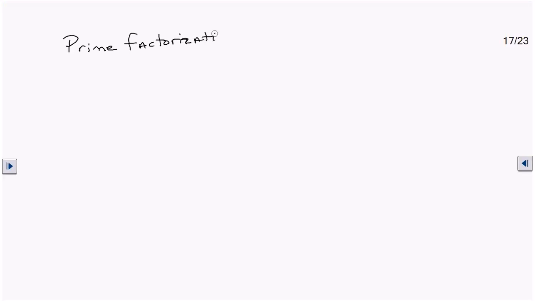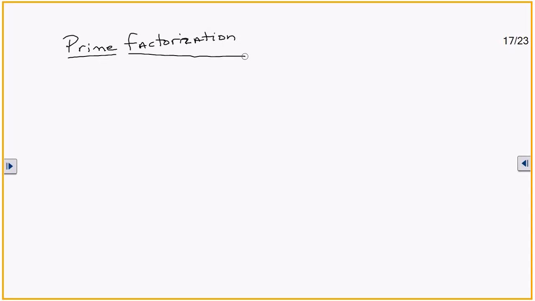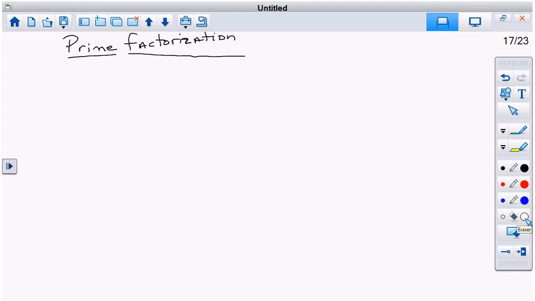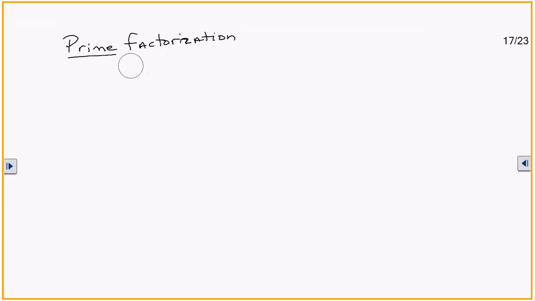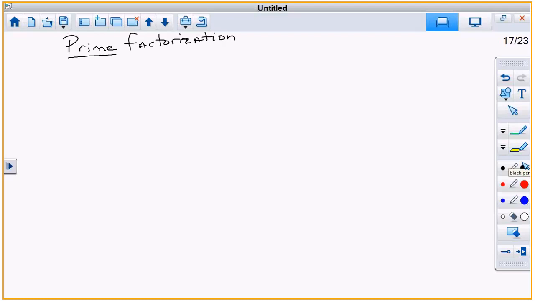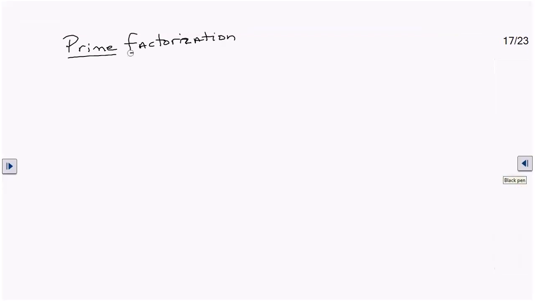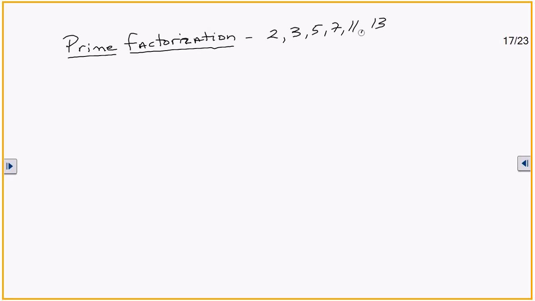Now, your prime factorization is basically breaking up all numbers into the factors of the prime, or the prime factors, whatever you want to say. Let me erase that line, it's crooked. Most of the time, I'm going to use 2, 3, 5, 7, 11, and sometimes 13. I have found that most numbers can be broken up by those 6 prime numbers.